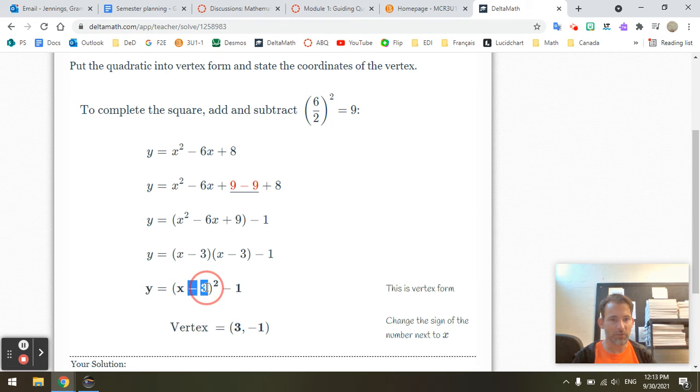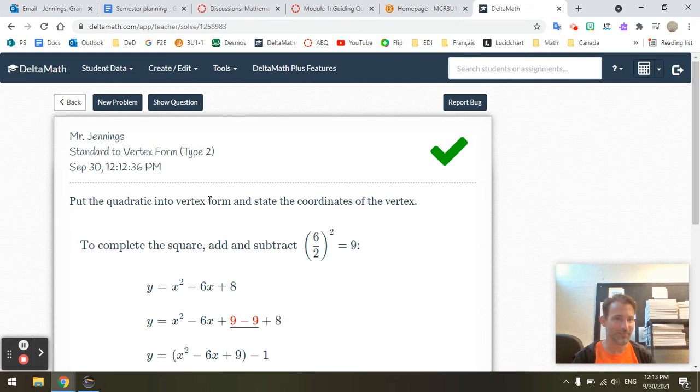Remember, this is negative 3 inside the bracket. That means the vertex is positive 3 in the x. We do not need to flip the sign for the y portion of the vertex. So that's how you do that skill.